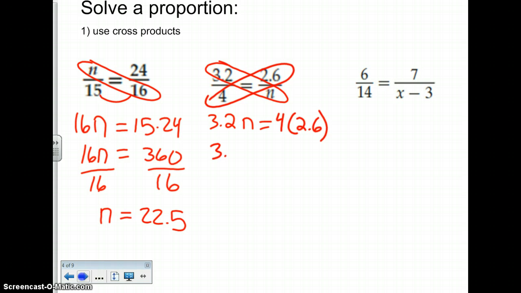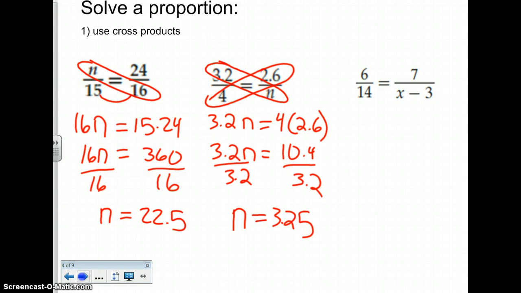And so we have 3.2n equals 10.4. And then if we divide by 3.2 on each side, we are left with n equals 3.25.